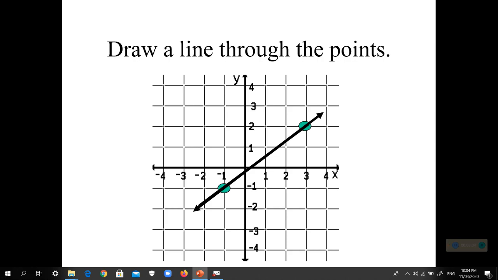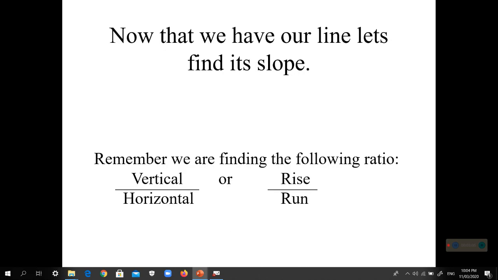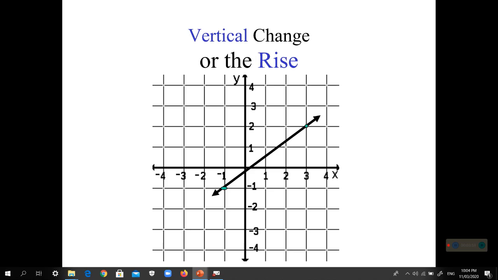So by applying again the vertical over horizontal, or the rise over run, we are going to find the slope of that. Okay? So again, we have here the point (3, 2) and we have here the point (-1, -1). So let us observe first the vertical. It means standing, standing like this. So you are going to count the number of rise. How many units does this point rise? Okay. So if we are going to count the number of units, 1, 2, 3.